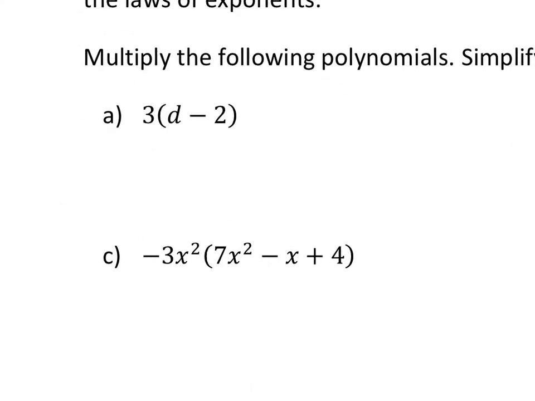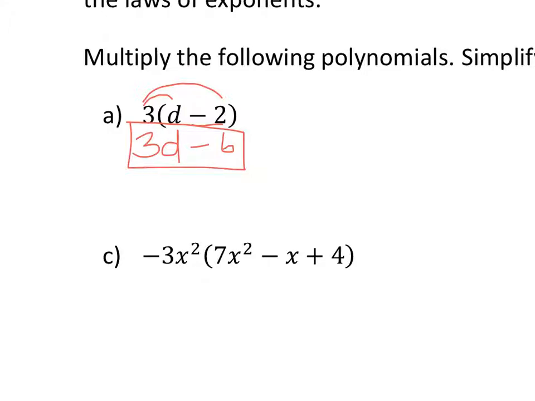Letter A. So this is a type of problem that you're used to. You take what's on the outside of the parentheses and you distribute it. And the way you do that is by multiplication. 3 times d is 3d. 3 times negative 2 is negative 6. I can't combine those as they are not like terms.